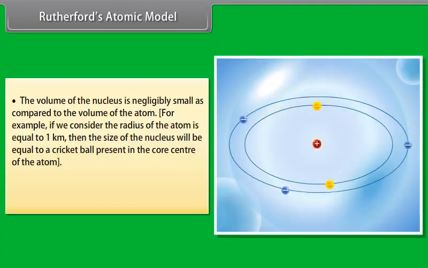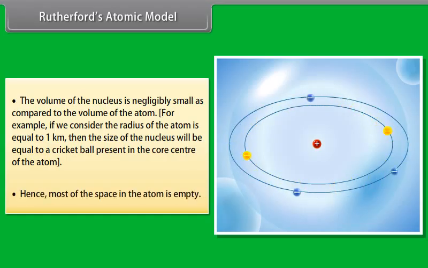The volume of the nucleus is negligibly small as compared to the volume of the atom. For example, if we consider the radius of the atom to be equal to 1 kilometer, then the size of the nucleus will be equal to a cricket ball present at the center of the atom. Hence, most of the space in the atom is empty.